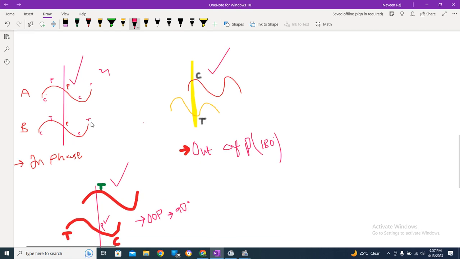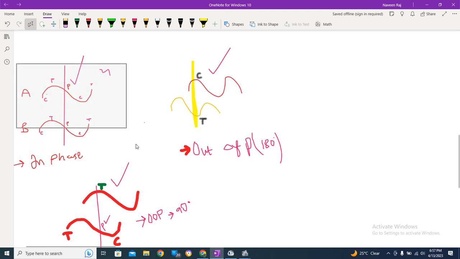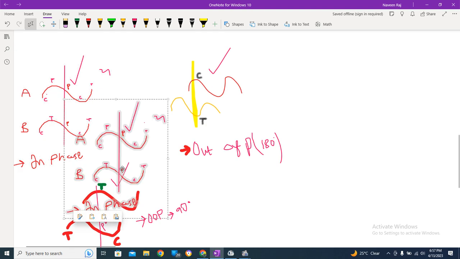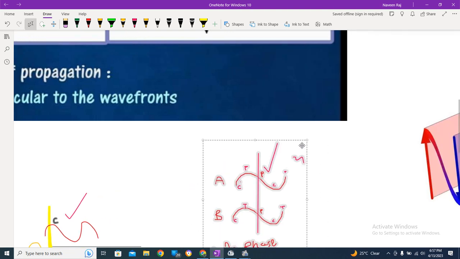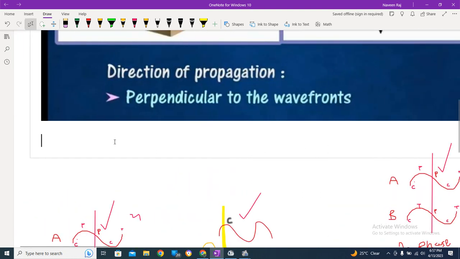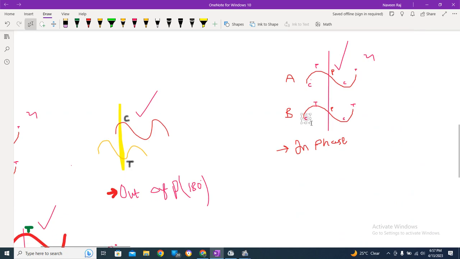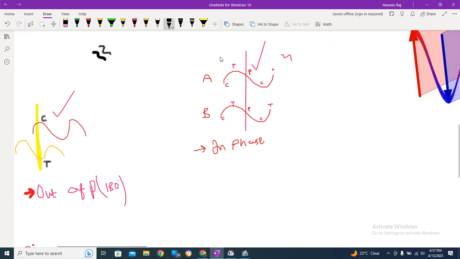I'm just taking this part, this part in phase, and copy pasting it somewhere else. So remember that the wavefront is going to form in the in phase. Let me use the perfect pen. They are going to form in the in phase.